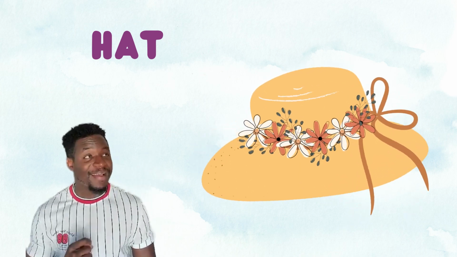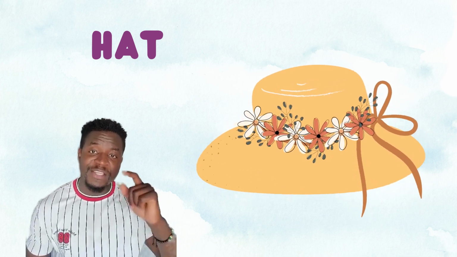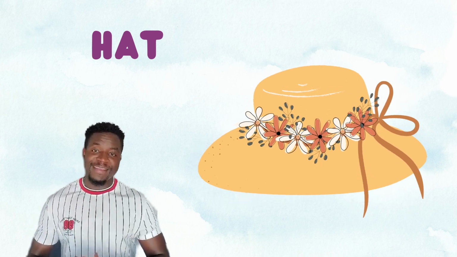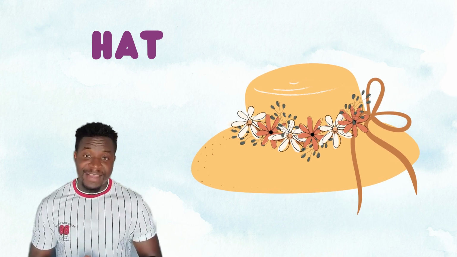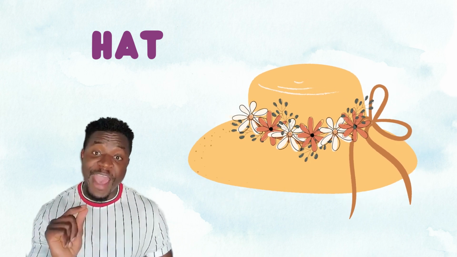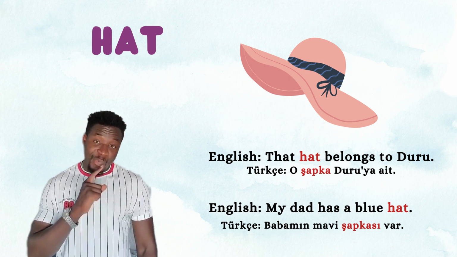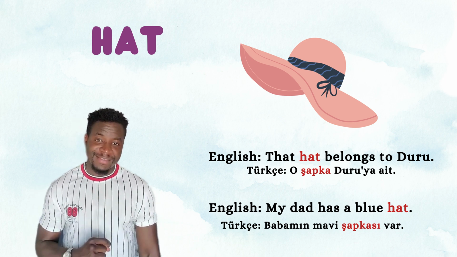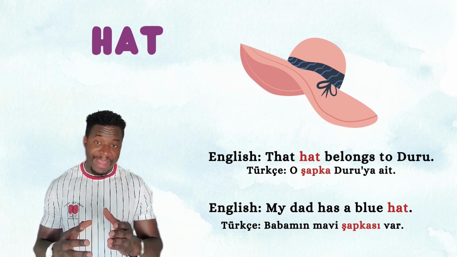So an example of such a word is hat. See right here? Hat is one of the words that begins with H. Okay? So we have hat. Yes. Right here. Hat is H-A-T. It begins with H. Now let's make some example sentences with the word hat.